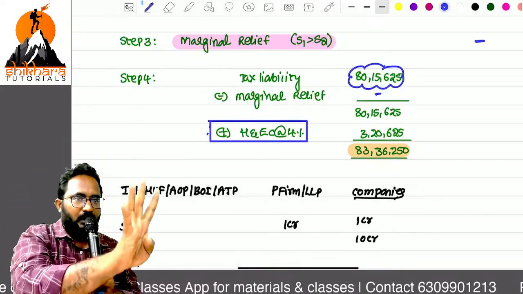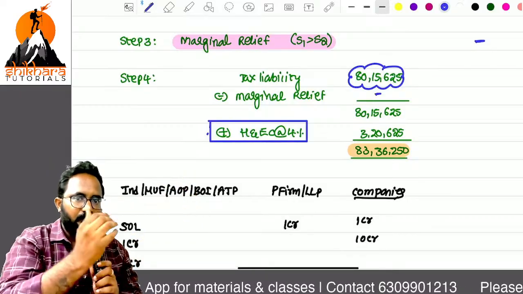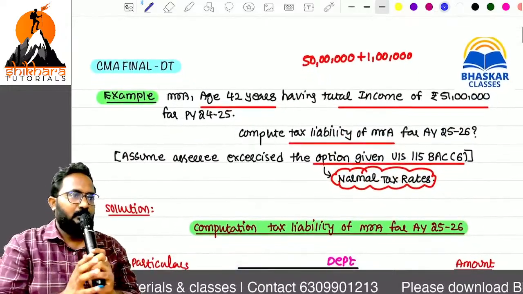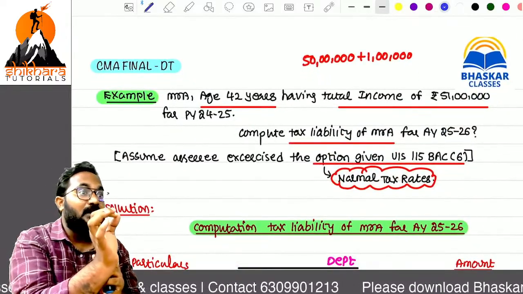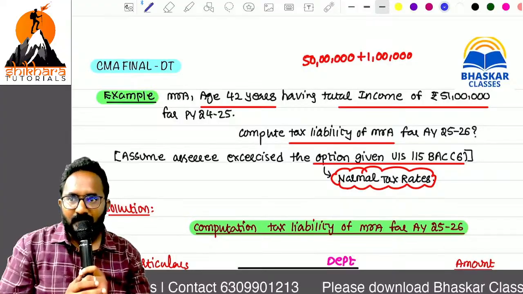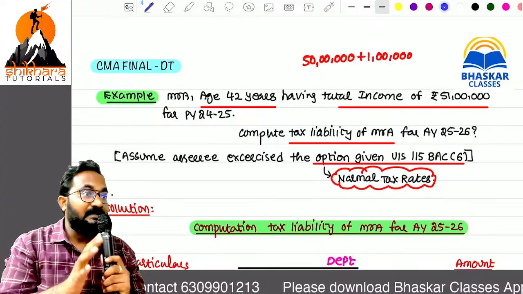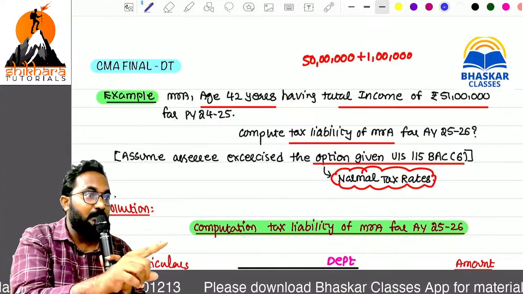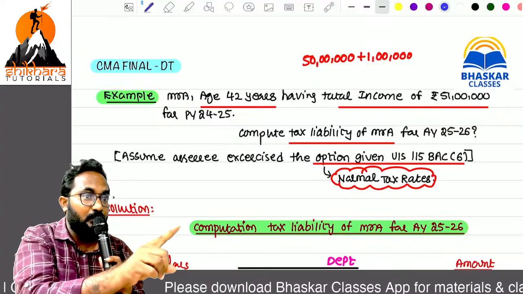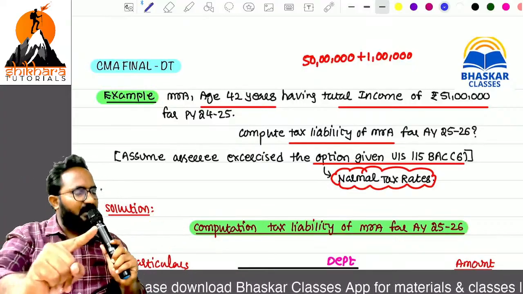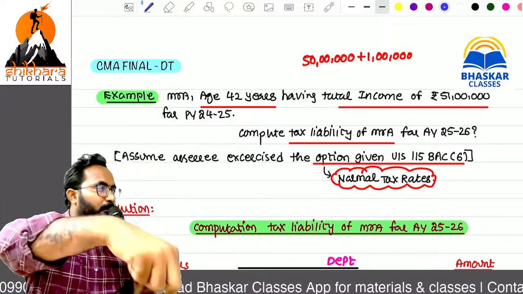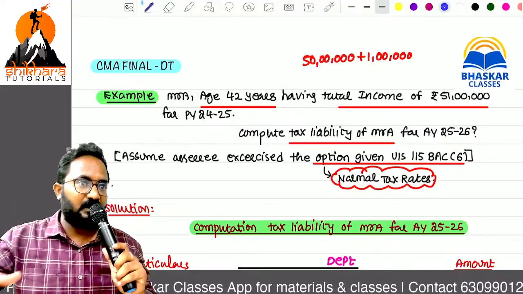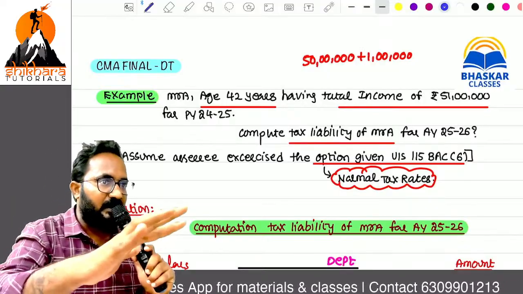So 4 steps we have now. Please repeat those 4 steps. Sir, if they are asking the computation of tax liability, you have to check first the total income. If the total income is more than the basic limit for surcharge, 1 lakh, 2 lakh, 3 lakh, definitely tax liability should be computed as per the marginal relief format. Then only you can reduce the marginal relief. Finally, you will get the tax liability.